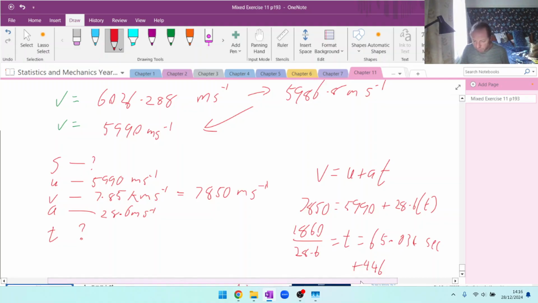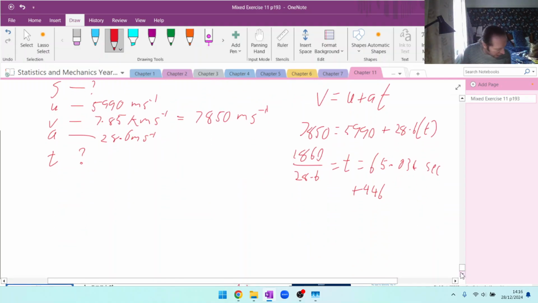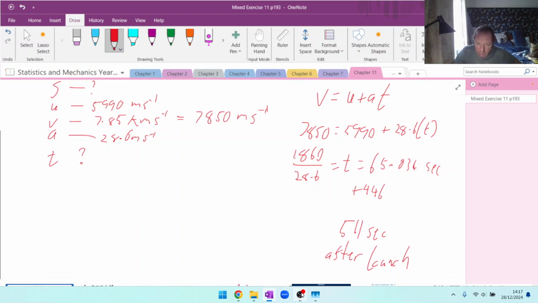So depending on where, 65 seconds after it does that, or from the time of launch, it is 511. It's 511 seconds. Okay, for the final part of that should be 510, two significant figures after launch. Okay. What a rubbish last question of year one. Right, no problem. Let's see if the challenge question's any better.